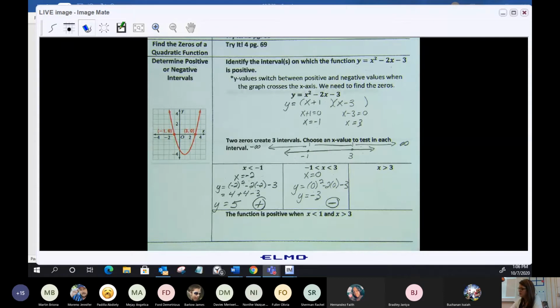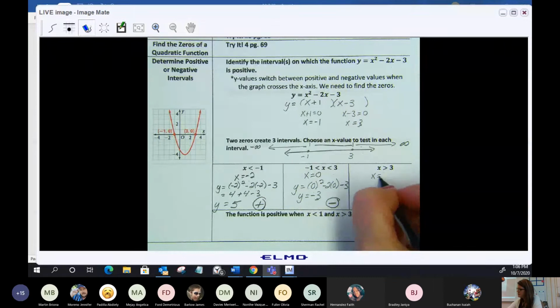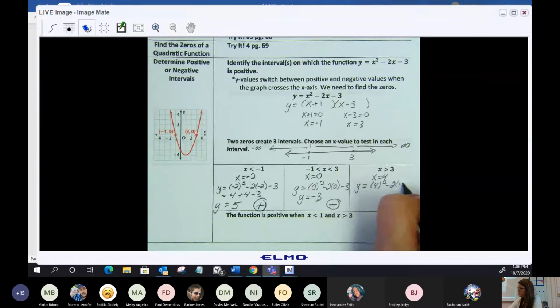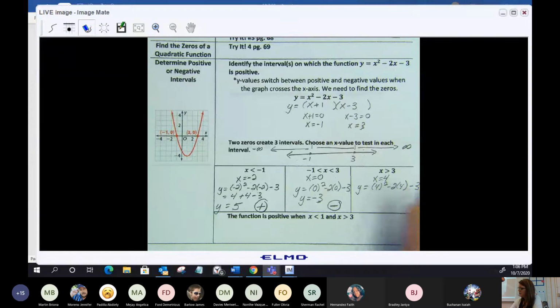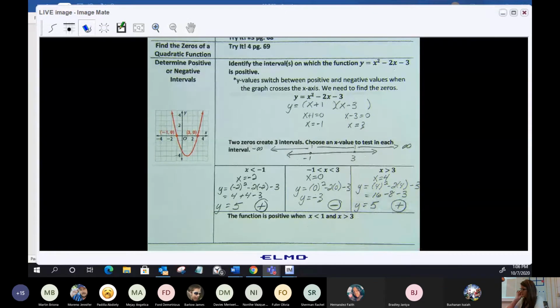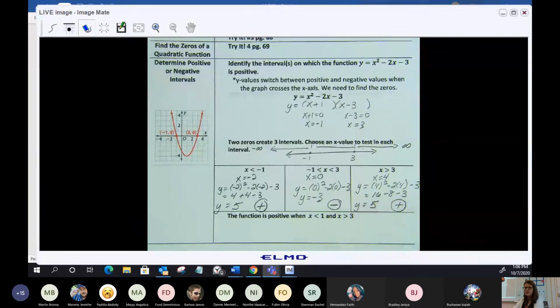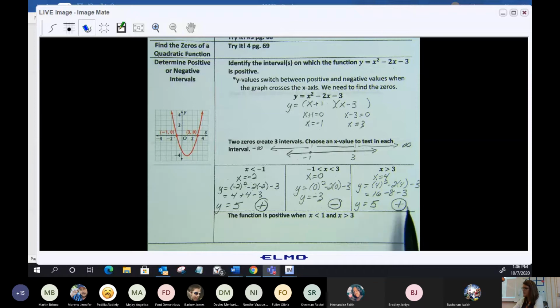X is greater than 3. Let's do x equals 4. So again, substitute it in. Y equals 4 squared minus 2 times 4 minus 3. And that gets me a 16 minus 8 minus 3. And again, the value doesn't matter. What matters is I get a positive answer. In fact, a lot of times when I do these, I don't even carry out the computation all the way. If you can see that you're going to be positive, you don't need to go any further. It's going to be positive. Again, the number doesn't matter. What matters is the sign.